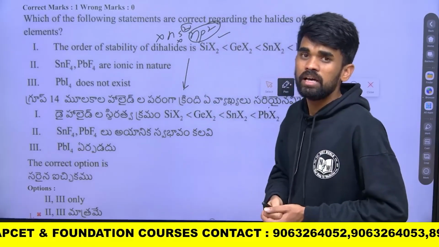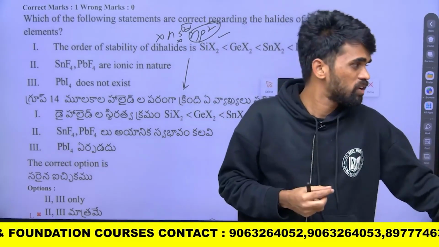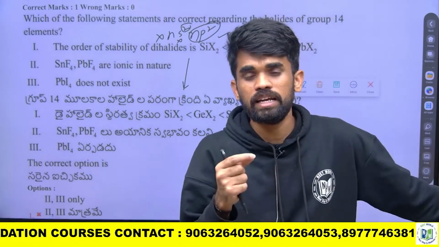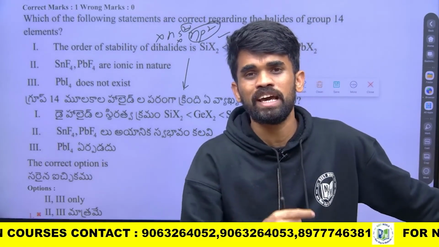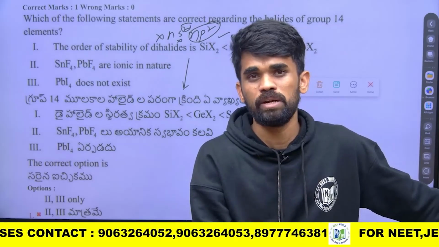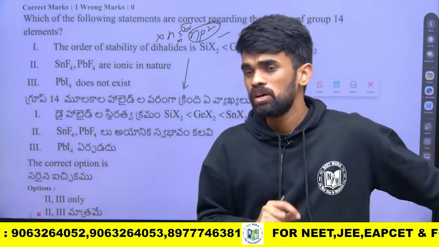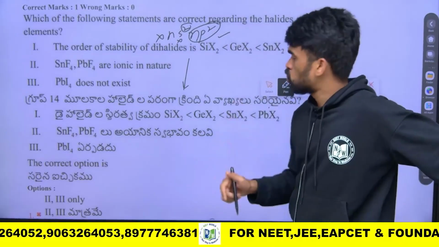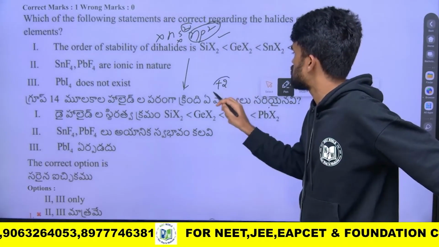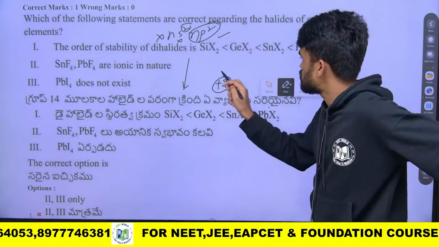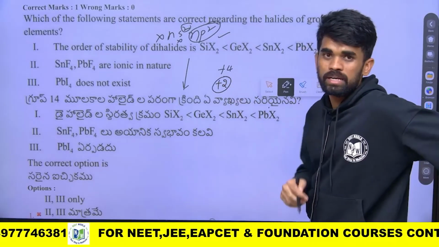This is what the inert pair effect is. How can we define it? The reluctance or inertness of ns pair electrons to take part in chemical bond formation during chemical reactions is called the inert pair effect. Okay. So due to that reason, down the group the +2 oxidation state stability increases for group 14 elements and the +4 oxidation state stability decreases.